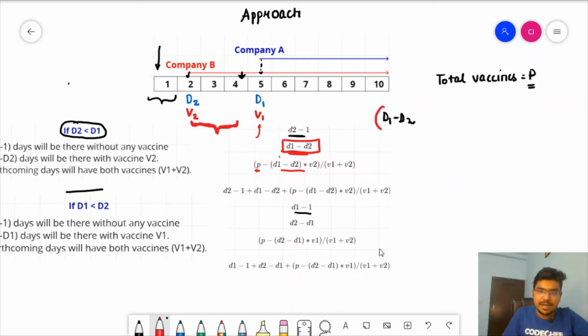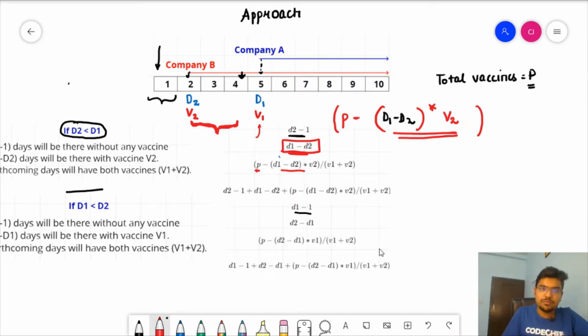First of all, that is D1 minus D2 days, and on each day how many vaccines are produced by company B? That is V2, correct? So till now we have this many vaccines, right? And what will be the remaining vaccines? We'll subtract it from the total, right? So P minus (D1 minus D2) times V2, right? So this is the total remaining vaccines we have till now, right?